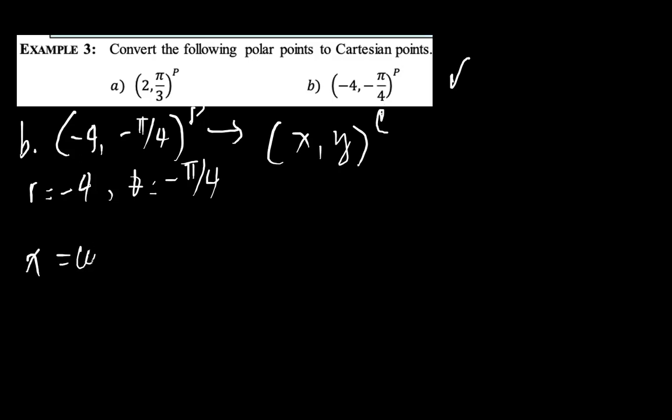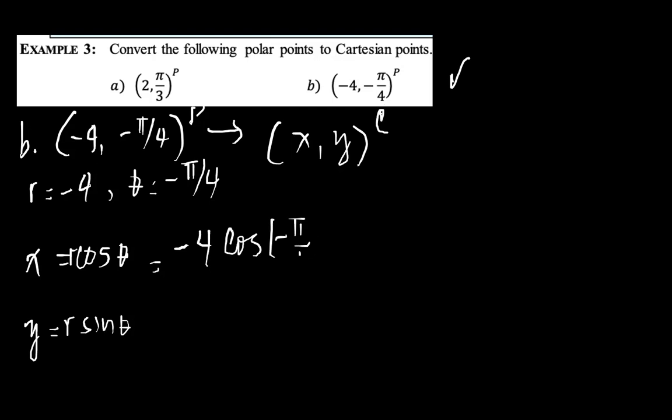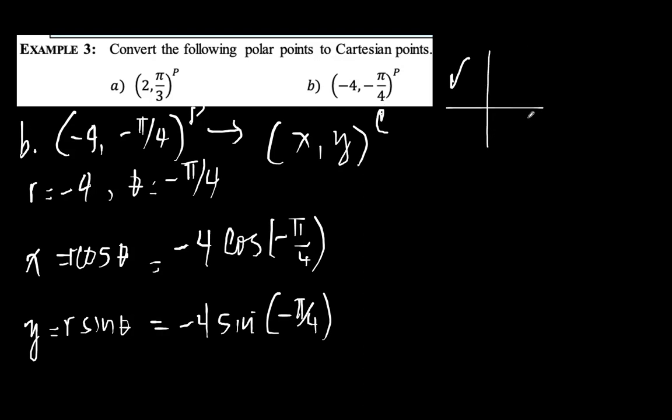x is equal to r cosine theta, and y is equal to r sine theta. And our radius is -4, cosine of -pi/4, and here is -4 sine of -pi/4. All right, so let's make use of the unit circle for us to identify the values of cosine and sine with the -pi/4 angle.